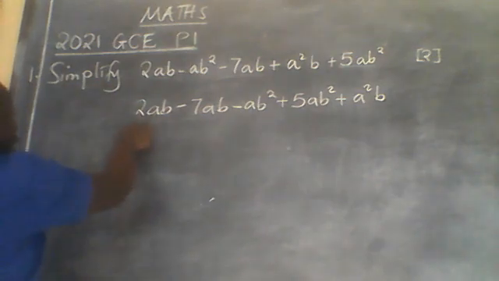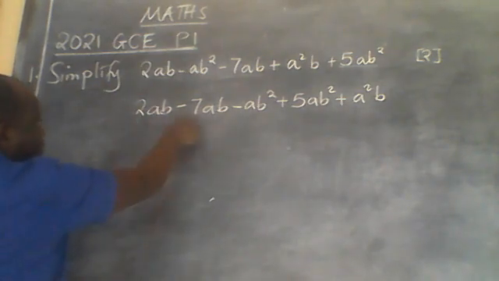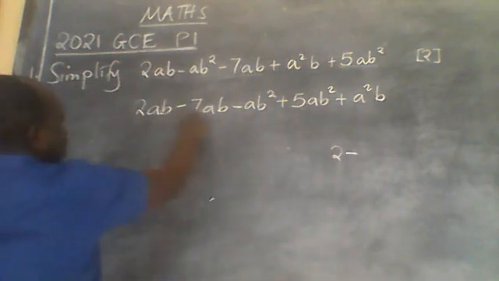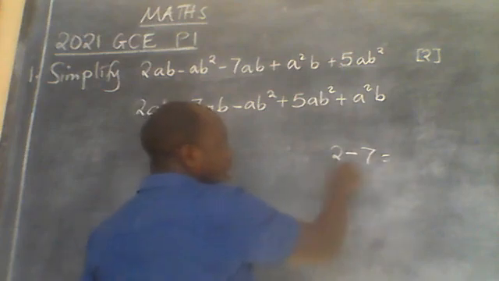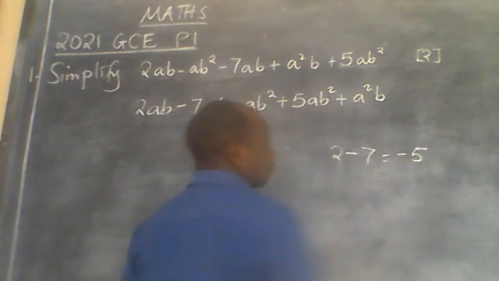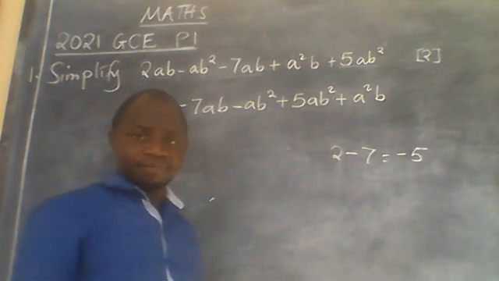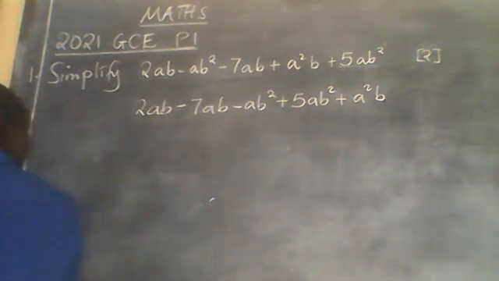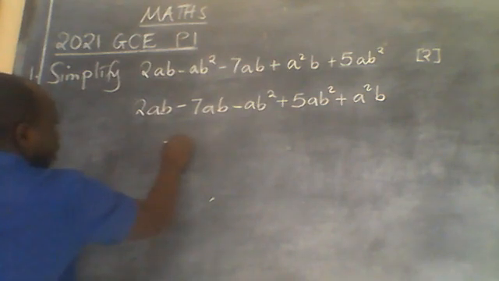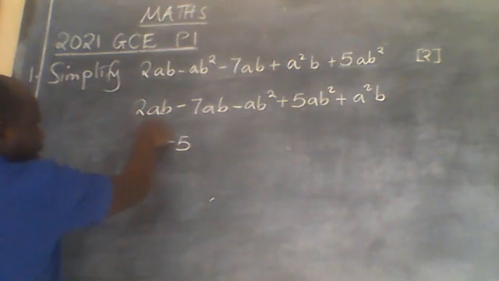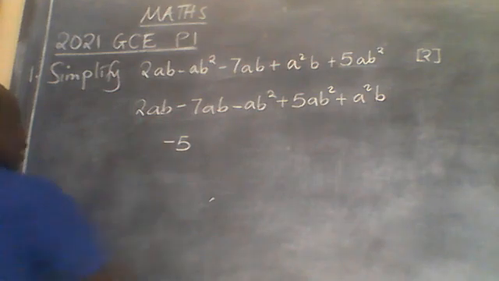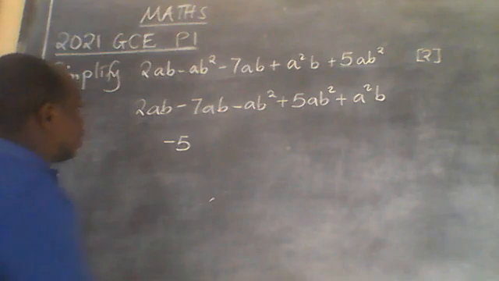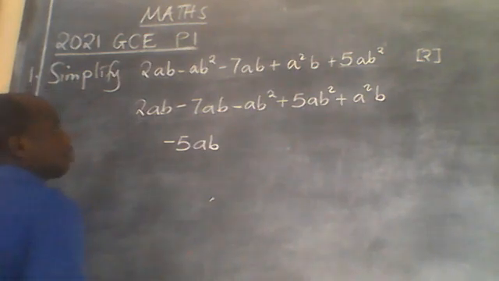Let's continue. 2ab minus 7ab. Just subtract numbers. 2 minus 7. What we get, this will give us negative 5. I hope we all agree. So you write negative 5 there. So for these two terms here, we're going to have negative 5. The variables that we have here is ab. So write ab. You move on.